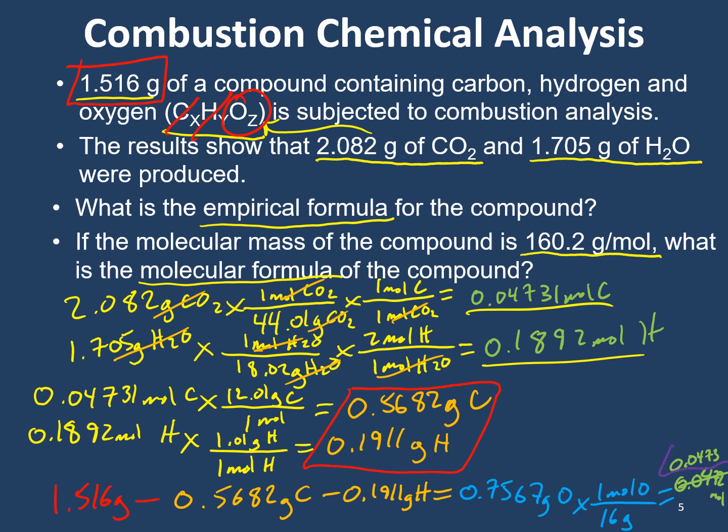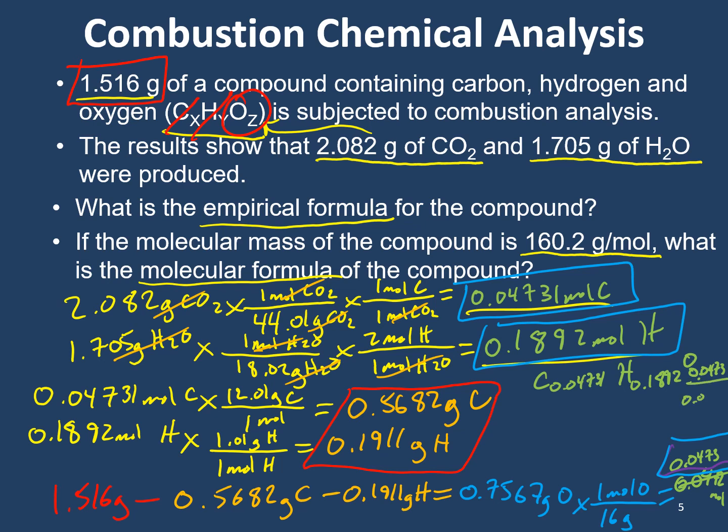Now I used green again because now that I have all the mole values, I have the mole value here, here, and here, I can actually determine finally my empirical formula. So let's do that. We have carbon is 0.04731, hydrogen is 0.1892, oxygen is 0.0473. And so we're going to divide by the lowest number, which is technically oxygen, so 0.0473, dividing all these out by that value. And this will get me, hopefully, my empirical formula.